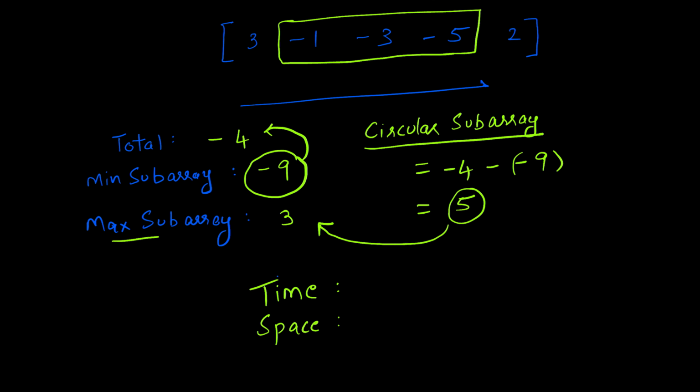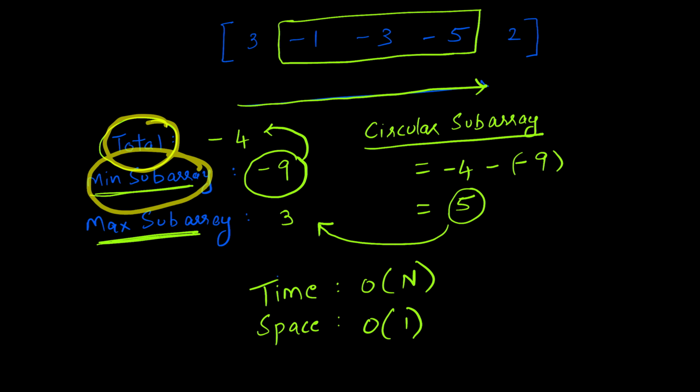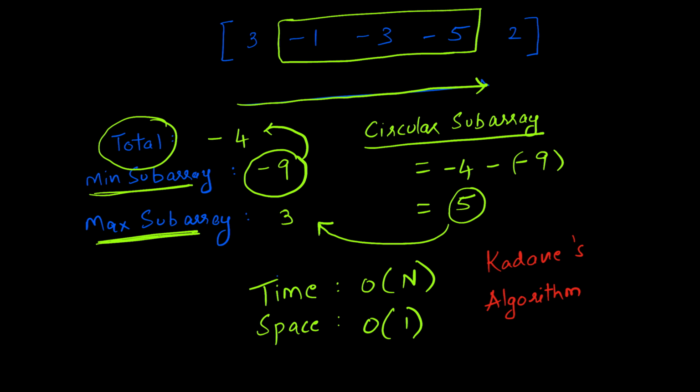With this solution, our time complexity is O of n, as we are only running one iteration through the entire array to calculate the total, minimum subarray and the maximum subarray. While the space complexity is O of 1, that is constant space, as we are only using these variables to record the values and then using a formula to calculate the circular subarray and return the output. I hope you were able to understand how we modified Kadane's algorithm to solve this problem. Let me show you how we can implement this using Python.